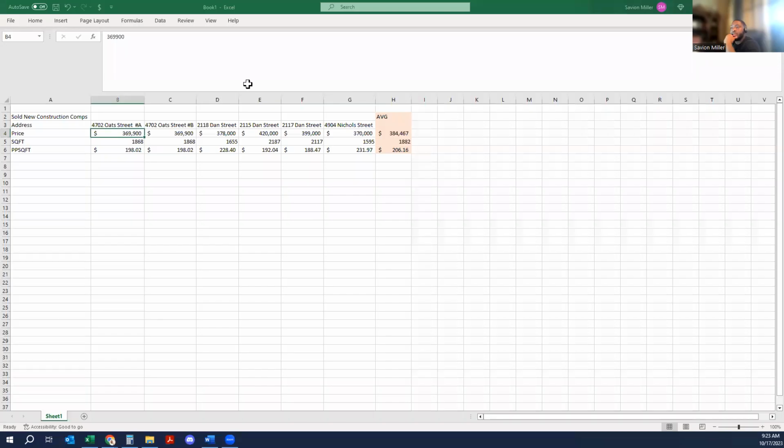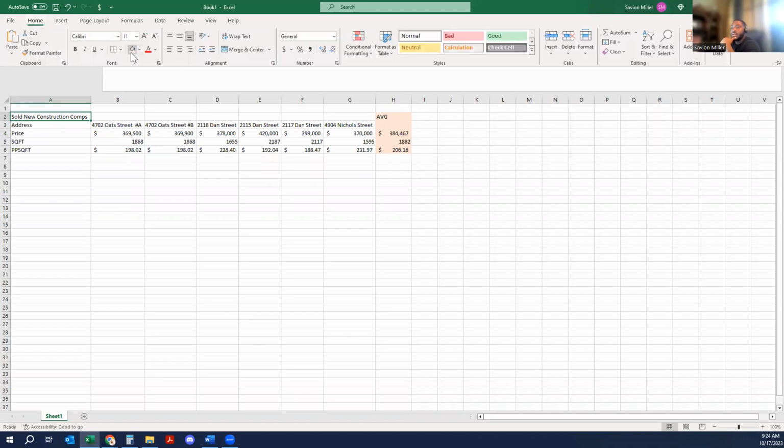Okay, so here's the Excel. I just kind of put this together, maybe like 5 minutes ago. So, sold new construction comps. I can probably highlight that. Let me go ahead, and I'm keeping everything the same color.